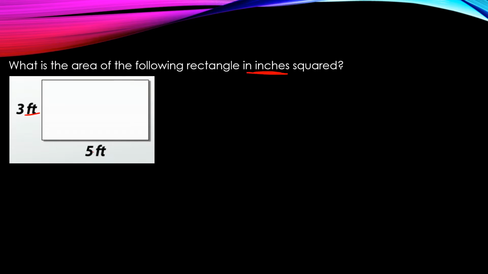However, we are given feet, right? So always double check this on any question on your exam because there's going to be a few that are like this where you have to convert your units. So there are 12 inches in 1 foot. So to convert that, all we need to do is multiply 3 by 12 and 5 by 12. So 3 times 12 is going to give me 36. 5 times 12 will give me 60.